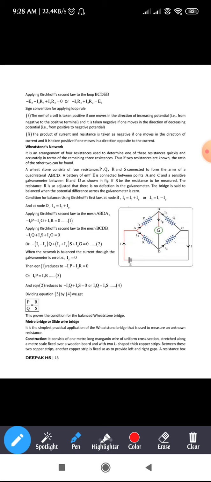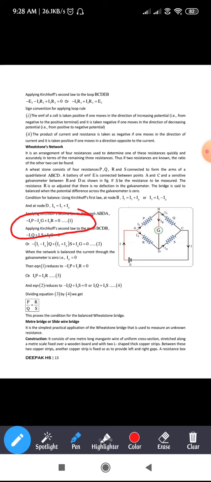So let us say that the current in the galvanometer reads 0. The meaning of that is nothing but Ig is equal to 0. Ig is nothing but the current through the galvanometer, right? So if that is equal to 0, what happens to equation 1? Just go through equation 1.